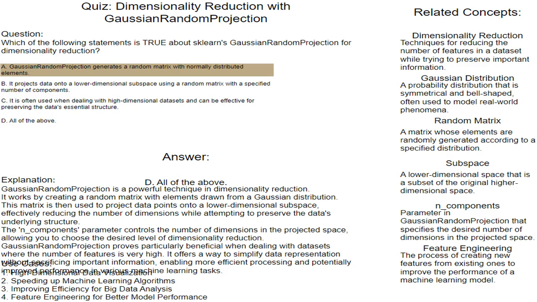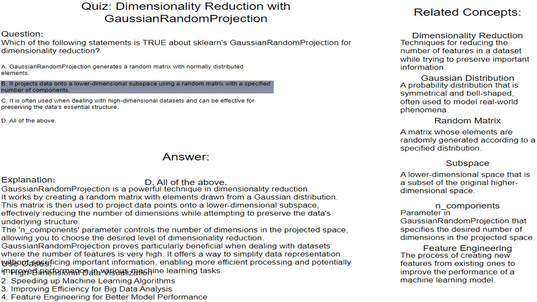Correct. The Gaussian random projection method takes data points and projects them onto a lower dimensional subspace. The components parameter controls the number of dimensions in this subspace. B. It projects data onto a lower dimensional subspace using a random matrix with a specified number of components.